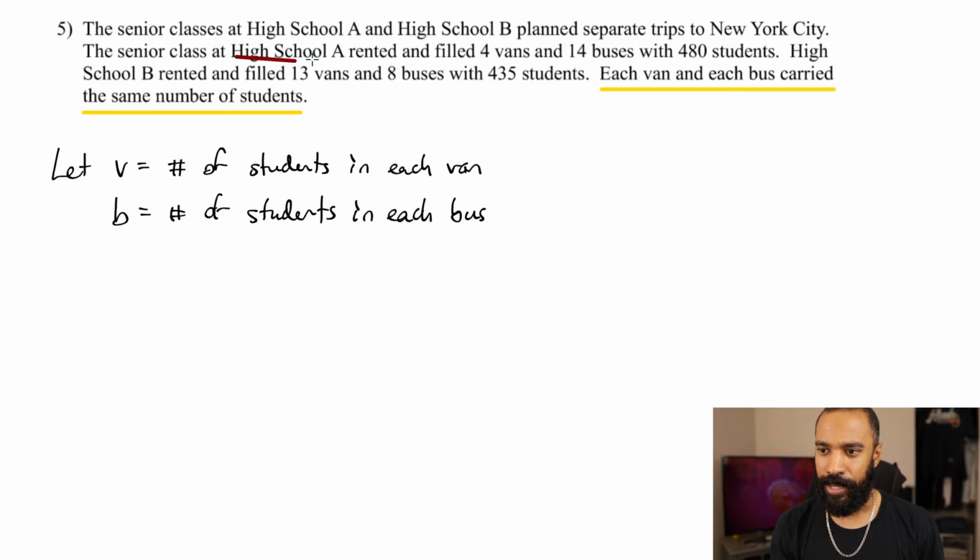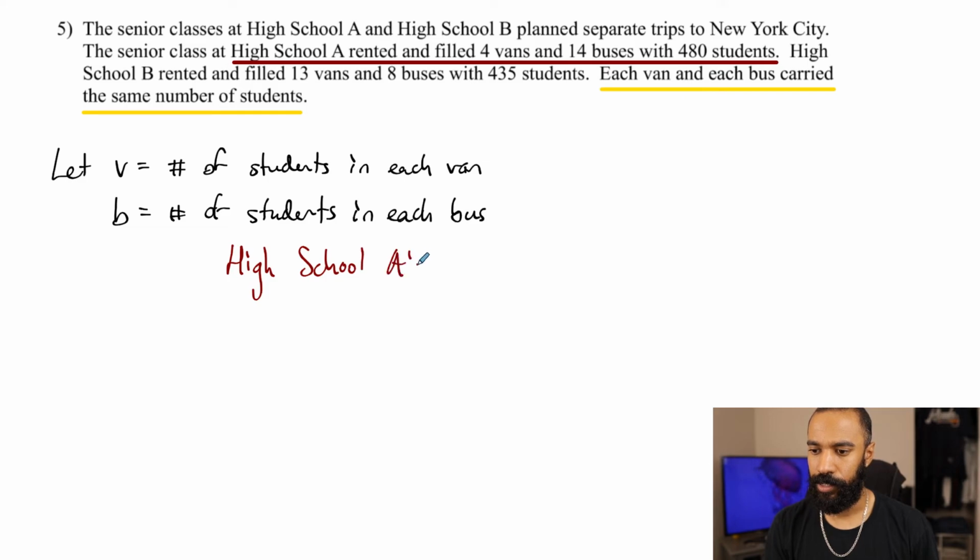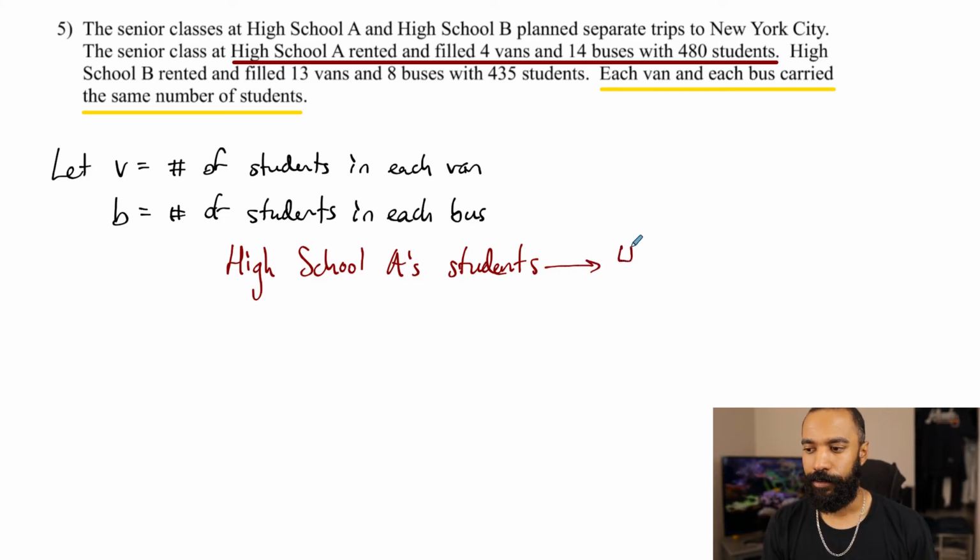High school A rented and filled 4 vans and 14 buses for 480 students. Let's do high school A first. This is high school A's students. It's a lot of vans and buses. All right, here we go. 4 vans times the number of students in each van gives you the total number of students in all 4 vans. The total. That's what this represents.